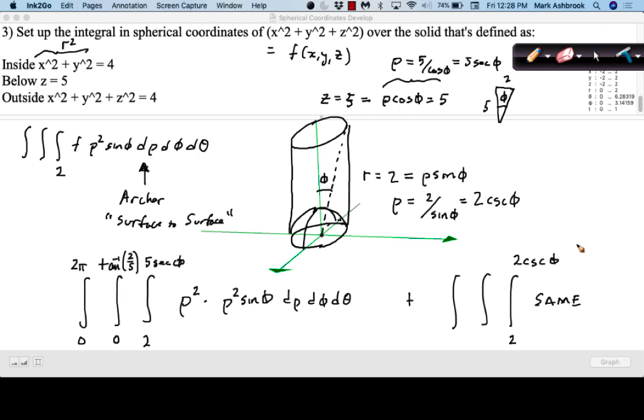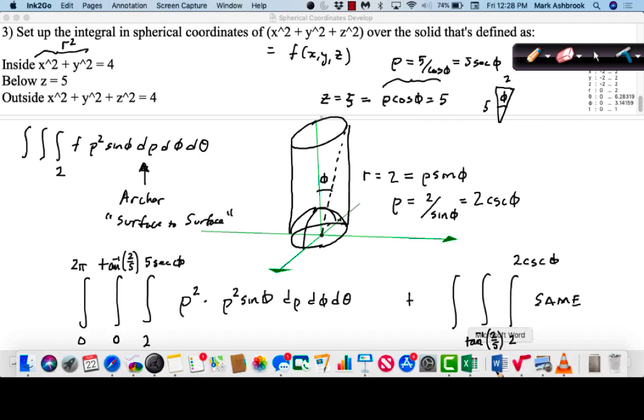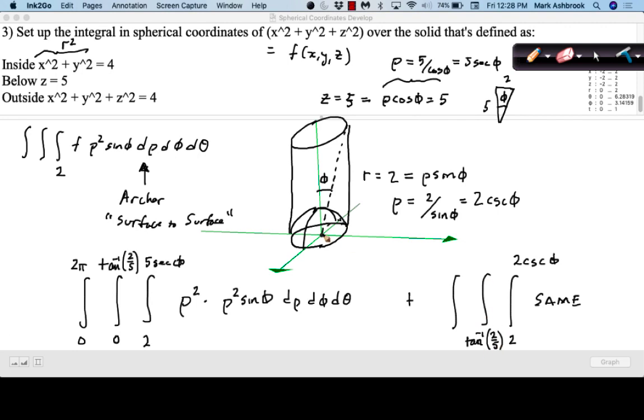For what angles phi does that happen? So we're going to start now at arctangent of 2/5 and go to pi over 2. Right? Because the last one is going to be in this direction, entering the sphere, exiting out the cylinder, down to the xy plane, basically. And that's also theta from 0 to 2 pi.